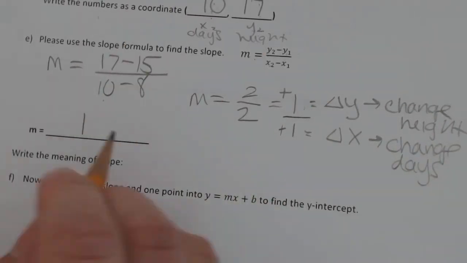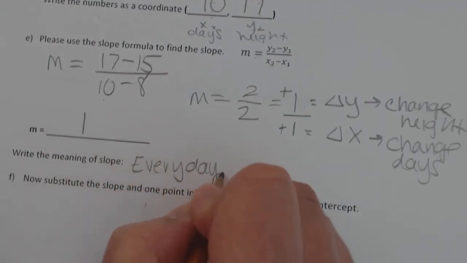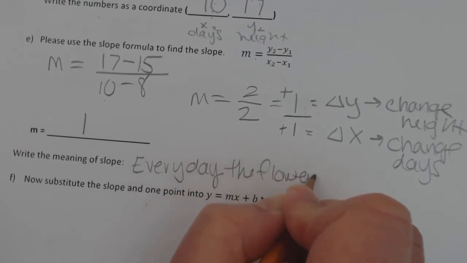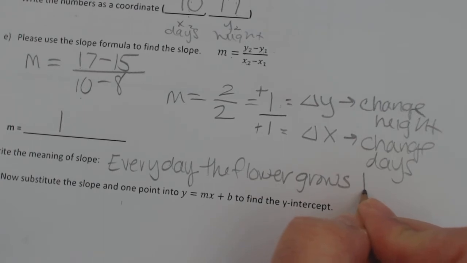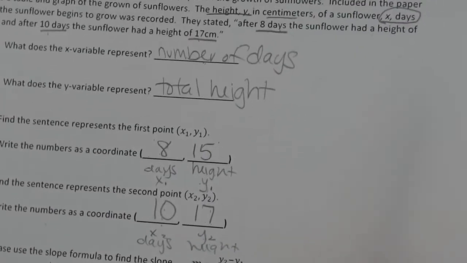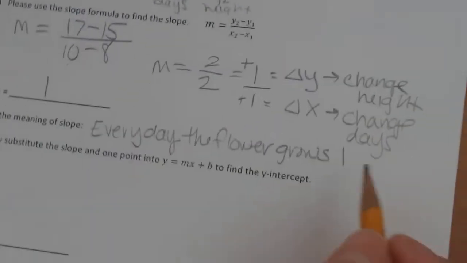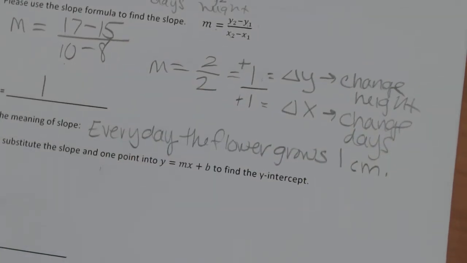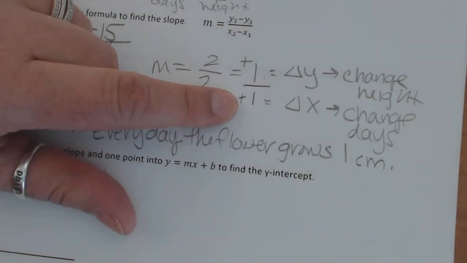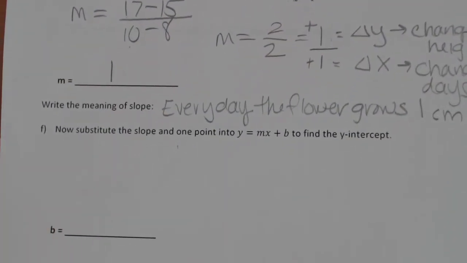So the meaning of slope, so we can even write every day the flower grows 1. Now we need some units, so let's go back to our problem, because I saw some units here. Oh, look, I underlined it right here, centimeters. So, grows 1 centimeter. Every day the flower grows 1 centimeter. You could have also put increase 1 day, increase 1 centimeter. Absolutely fine. Sorry, the light flashed on everybody.